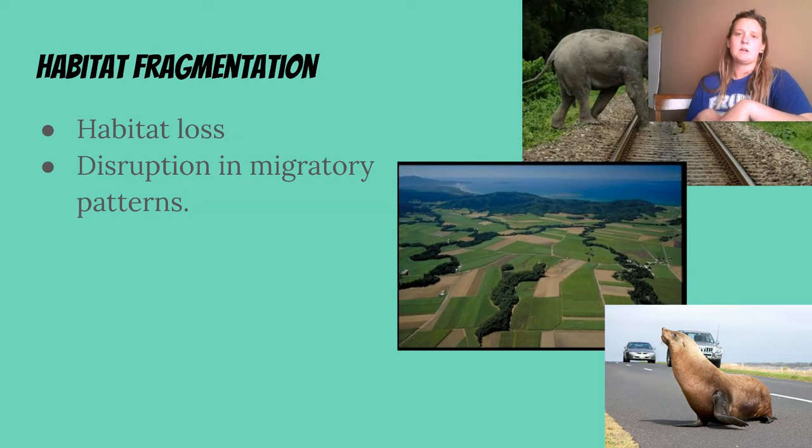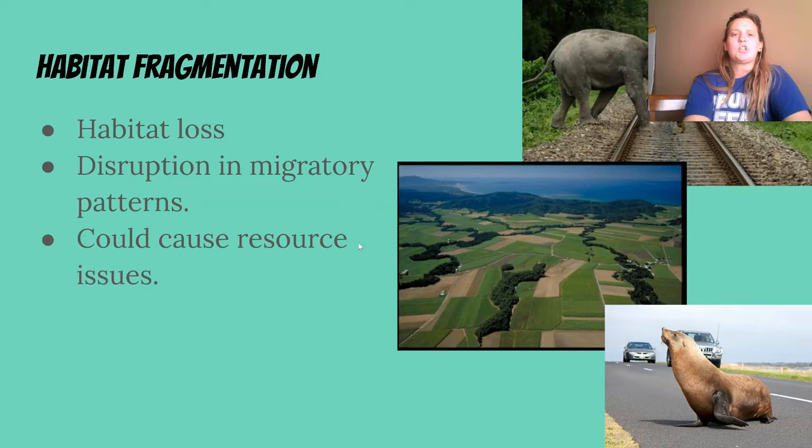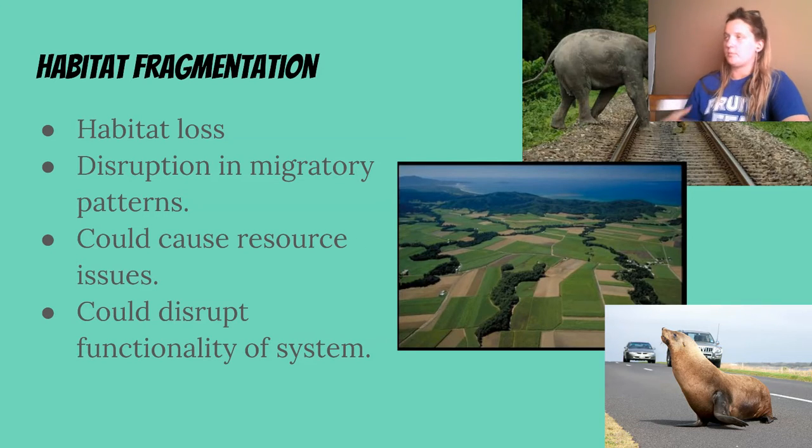Disruption in migratory patterns. So if that species always goes the same way every single spring for spawning, for reproduction, for feeding, for whatever, they migrate for some reason, and there's now a mine in the middle of their migratory pattern, that can cause some problems. It could cause resource problems. So, for example, if they can't get to where they usually go, they no longer have that resource, and it could disrupt the overall functionality of the system.